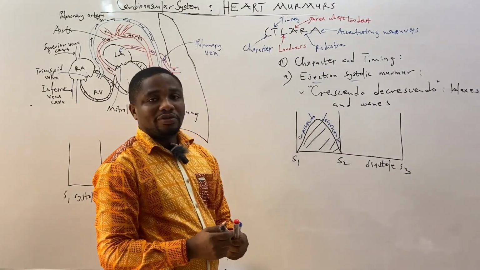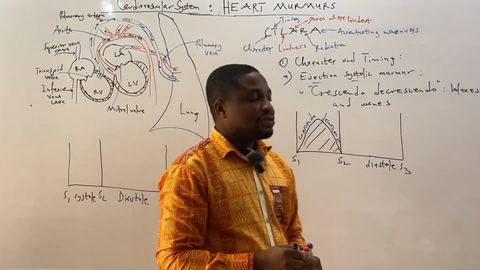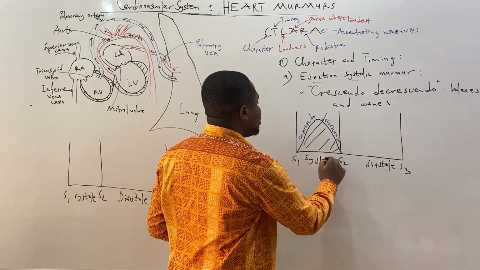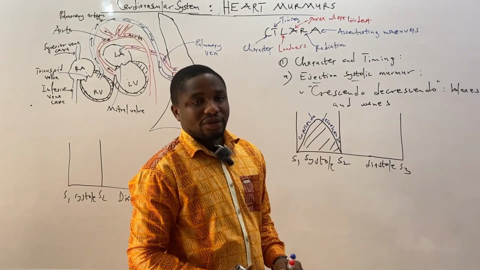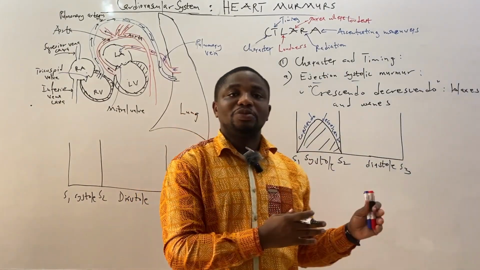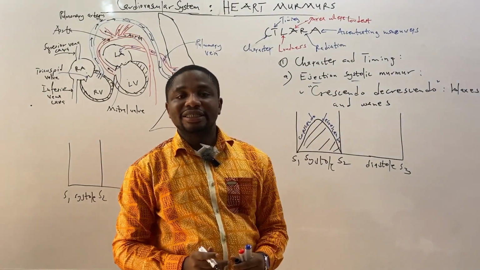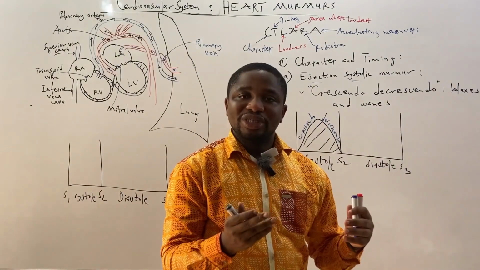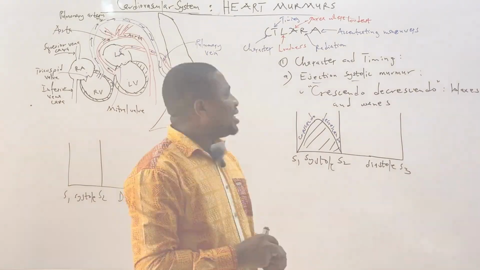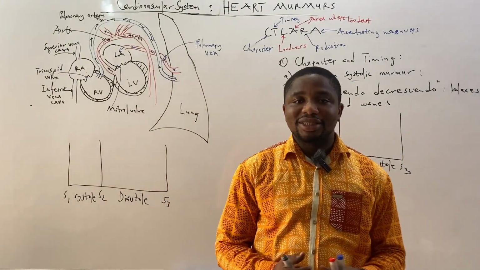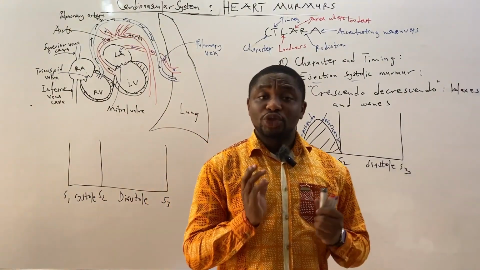If you watch very well, S1 is heard at the beginning of systole, S2 at the end of systole, and between S2 and S3, you have the diastole. So if we are supposed to place this murmur, it's supposed to be in systole, and it's going to be a crescendo, ascending and descending pattern. This will define the character and timing of the ejection systolic murmur. Now, let's talk about the causes of an ejection systolic murmur. For the causes, we are going to look at two groups of causes.